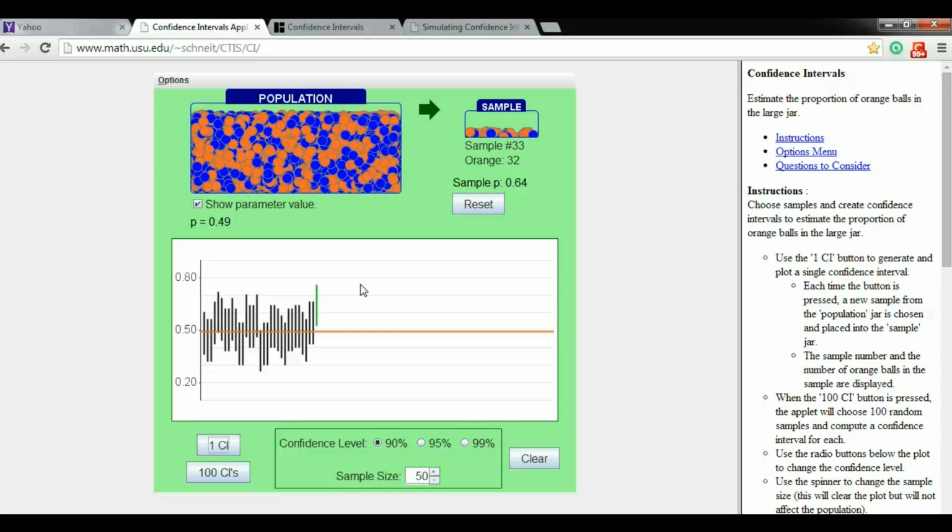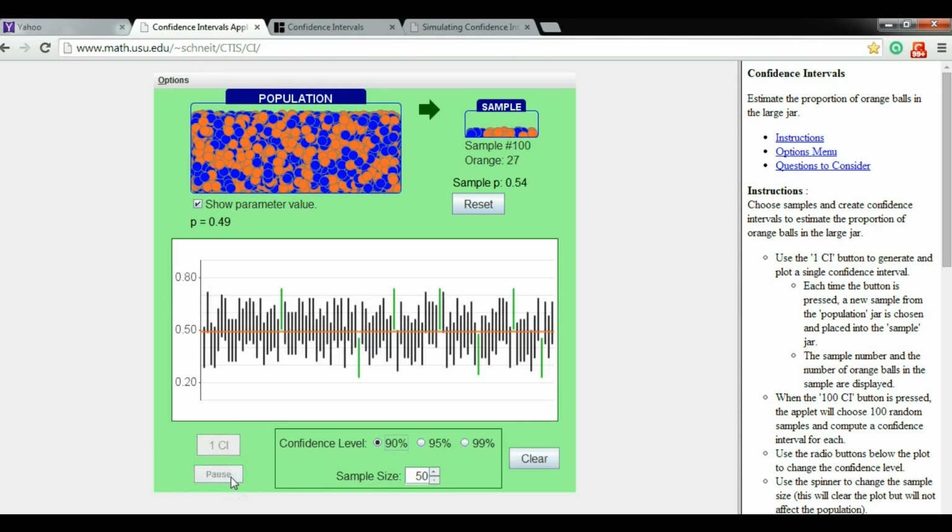So now what I want to do is I'm going to do 100 confidence intervals of sample size 50. So we did 100 intervals, and if we count them, there are 7 green ones there, right? So out of the 100 intervals that we did, 93 of them captured p. 93 of them have the red line going through them, but 7 of them don't.